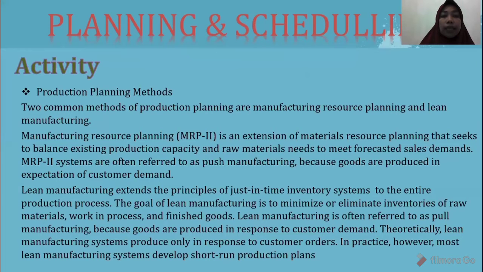Lean manufacturing extends the principle of just-in-time inventory system to the entire production process. The goal of lean manufacturing is to minimize or eliminate inventories of raw material, work in process, and finished goods. Lean manufacturing is often referred to as pull manufacturing because goods are produced in response to customer demand. Theoretically, lean manufacturing systems produce only in response to customer orders. In practice, however, most lean manufacturing systems develop short-run production plans.